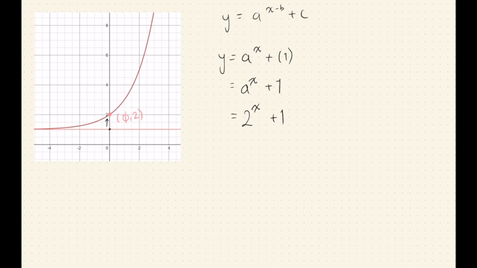And we can double check that, right? We've got this point here, 2, 5, put that in there. 2 to the power of 2 plus 1. 2 squared is 4, plus 1 is 5. So perfect. Right, this is just our check.